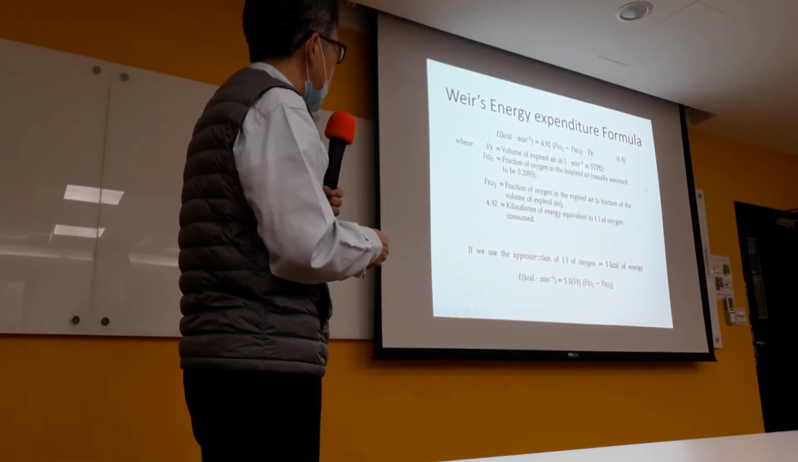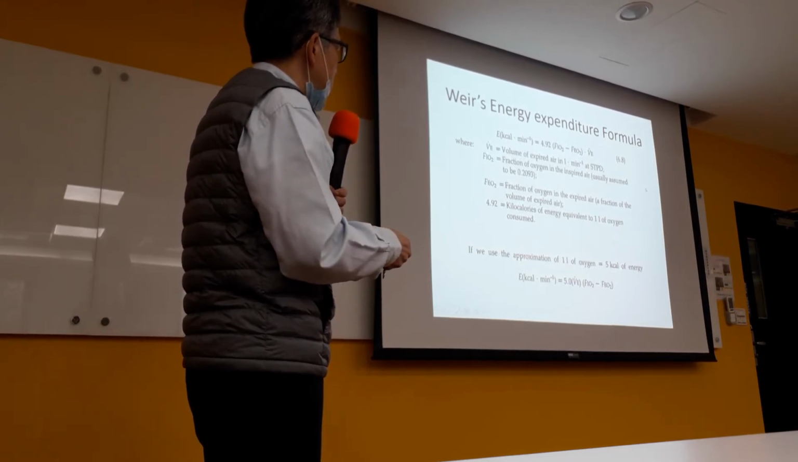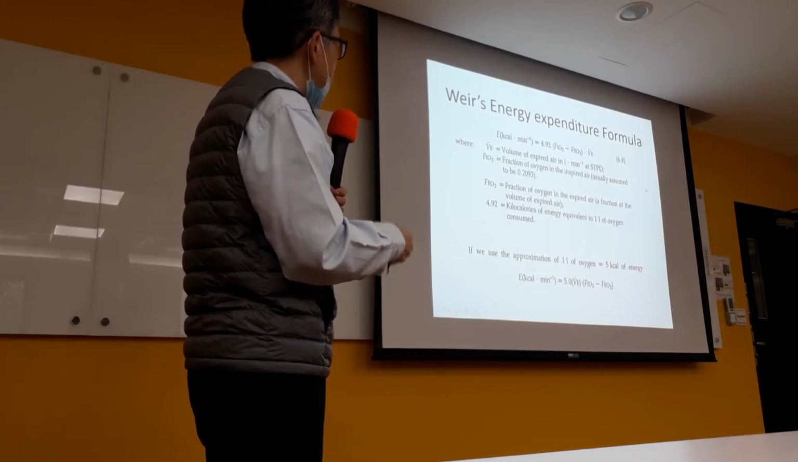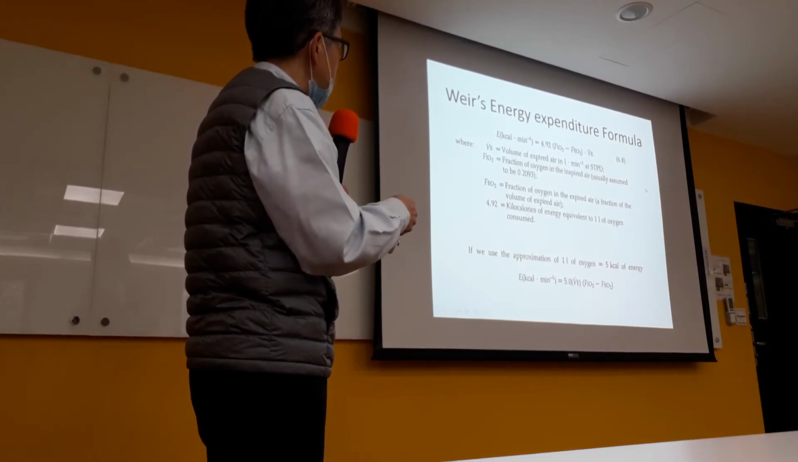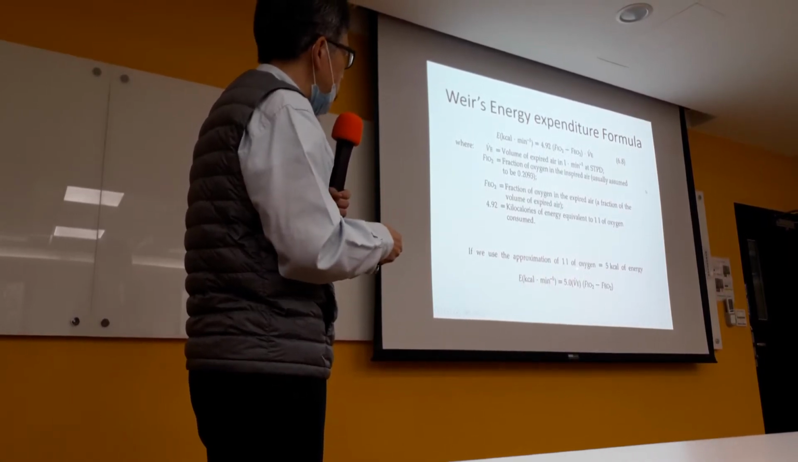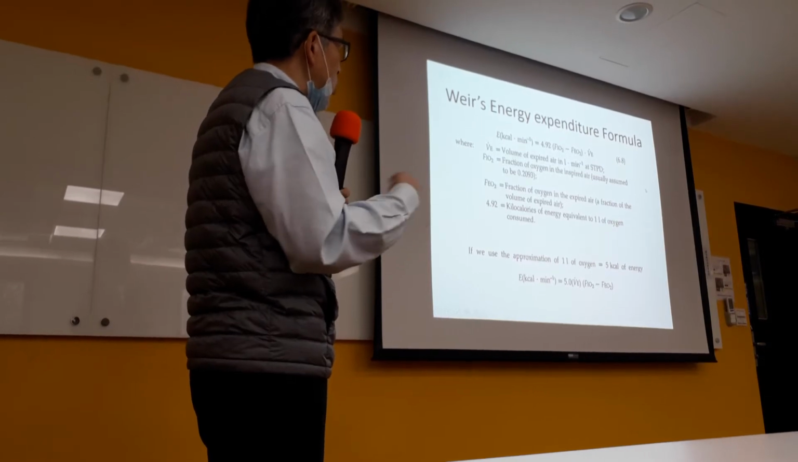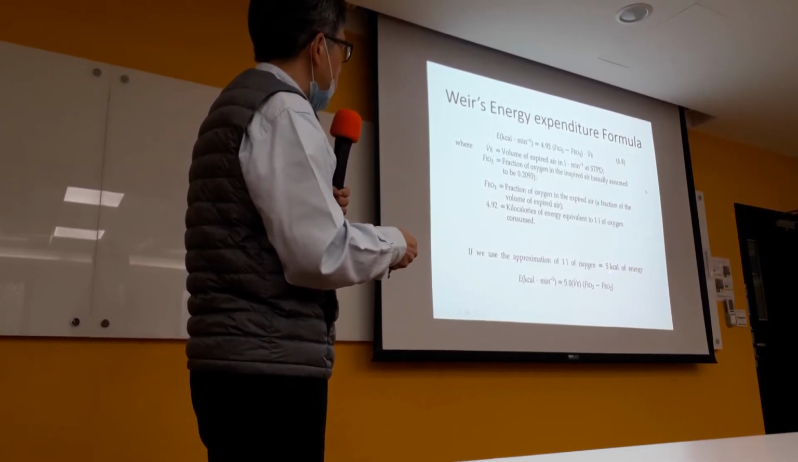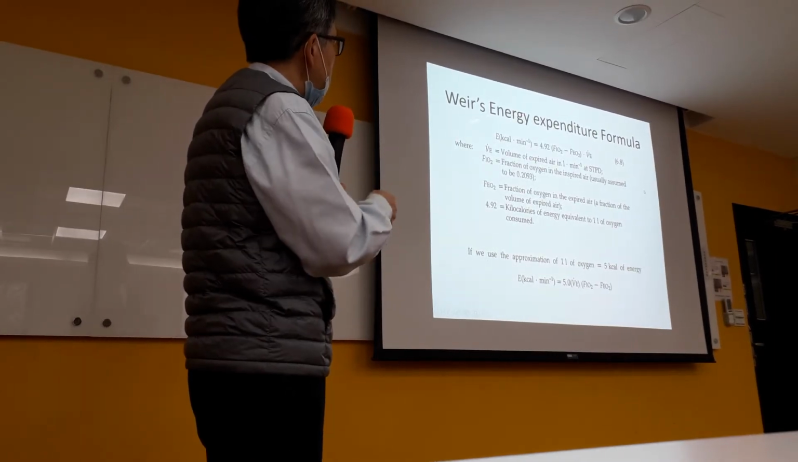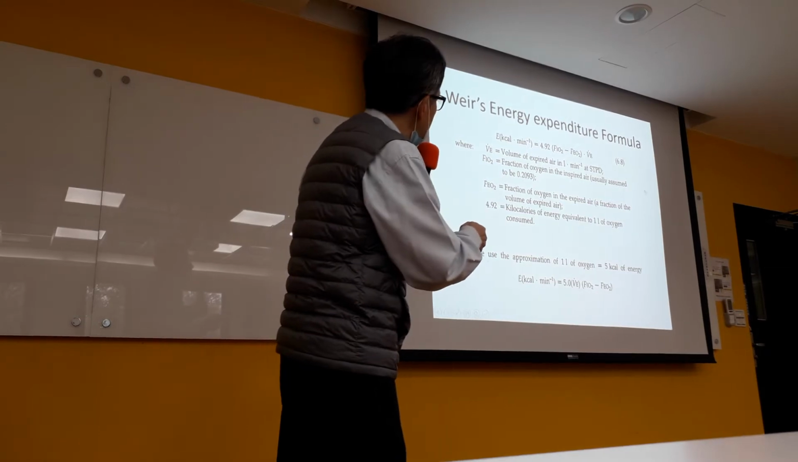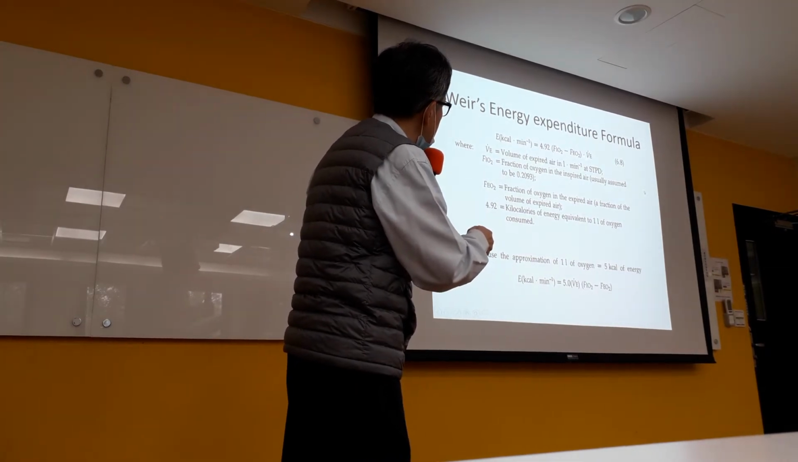If we use this approximation of 1 liter of oxygen or 5 kilocalories of energy, then this equation is like this. It's the same, right? Except this constant, 4.92 or 4.5. Because 1 liter of oxygen consumed or burned will produce 5 kilocalories of energy. So this equation the idea is very simple. The only thing is, how do you measure this and this? Okay?